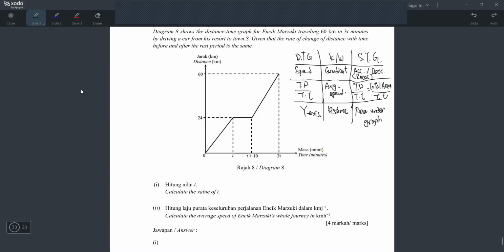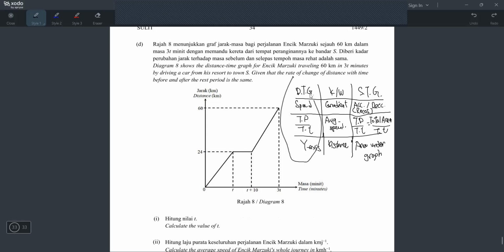Okay, let's read now. Diagram 8 shows the distance time graph. So definitely we will look at this DTG. In DTG, we use the gradient to find speed. Diagram 8 shows the distance time graph for Inche Marzuki traveling 60 km in 30 minutes. Let's check. 60 km in 30 minutes, correct. And then by driving a car from his resort to town S. I think I can highlight here and write resort. Let's use red color. This is the resort.